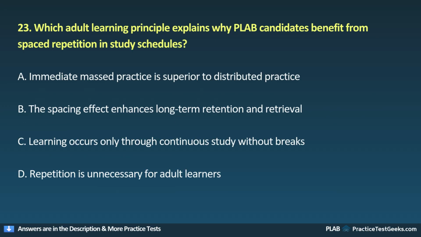23. Which adult learning principle explains why PLAB candidates benefit from spaced repetition in study schedules? A. Immediate massed practice is superior to distributed practice. B. The spacing effect enhances long-term retention and retrieval. C. Learning occurs only through continuous study without breaks. D. Repetition is unnecessary for adult learners.